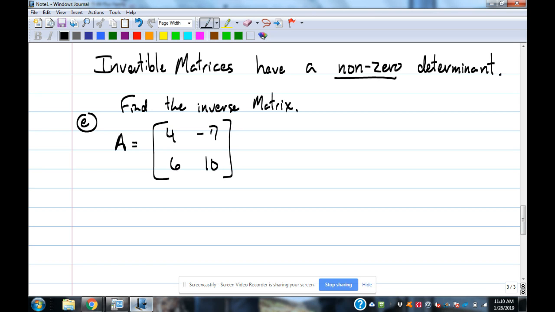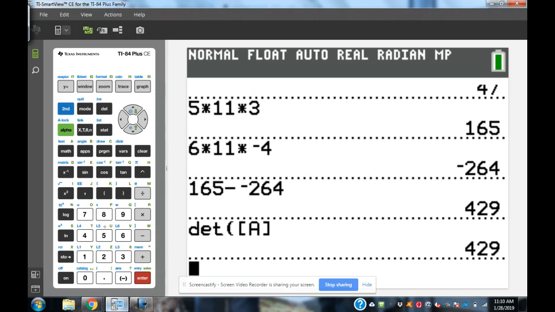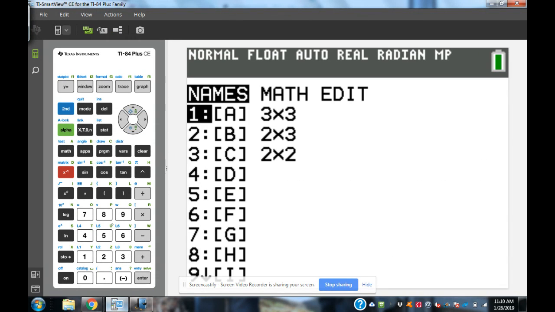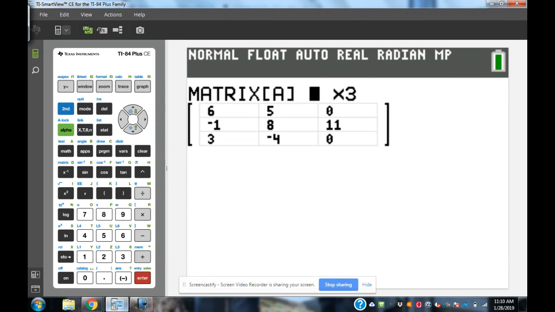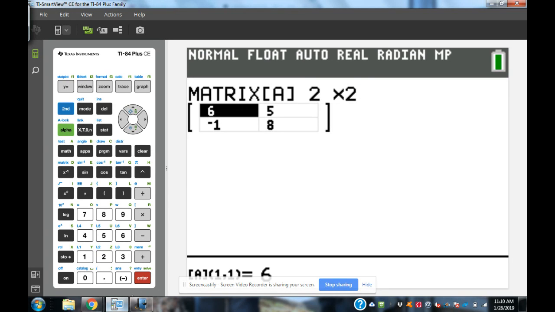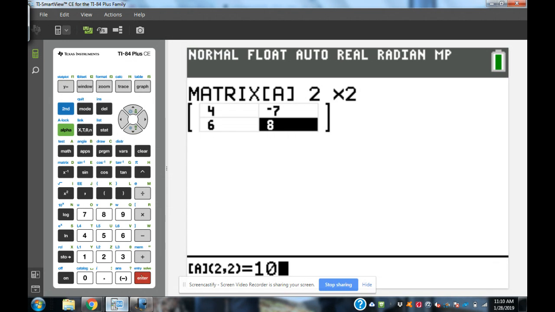So the inverse matrix, the way you're going to do that, the notation for that is A, the name of the matrix, with a little -1 exponent. That means A inverse. That's the inverse matrix. So put that matrix in your calculator. Second matrix. I go to edit. I'm just going to use A since that's what we call this one. Matrix A. And then I'm putting in 4, -7, 6, and 10.